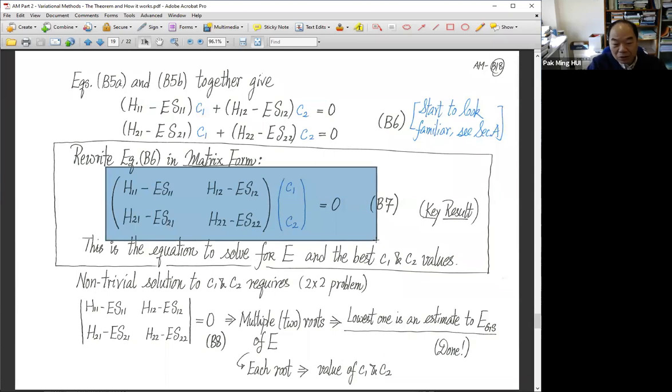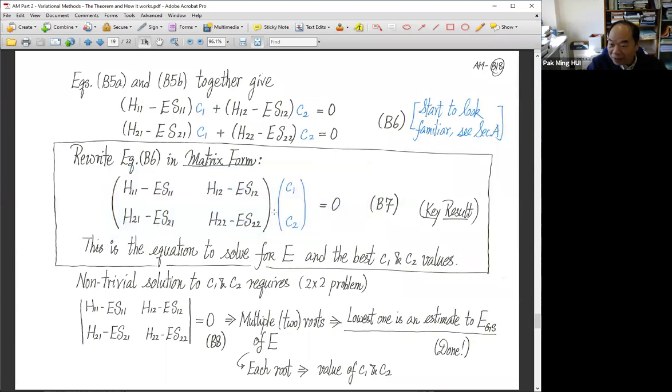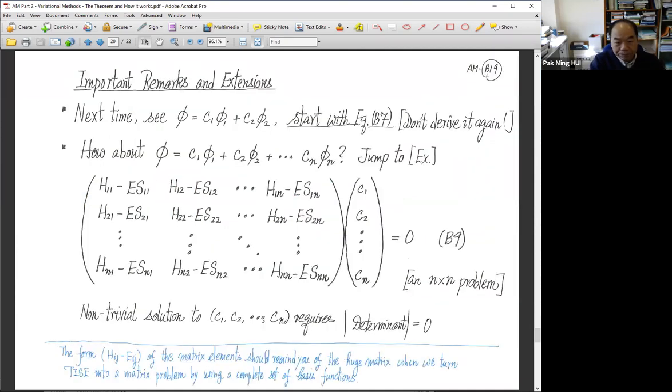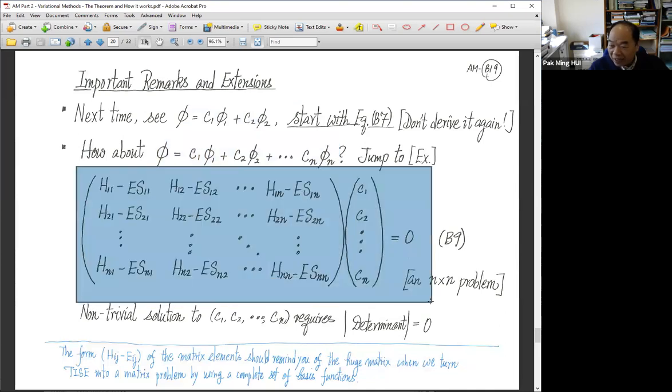Okay? So now we get a very important result. Why is it so? I just talked about this one. If you use 2 bases, you get 2 by 2. If you use n bases, you get an n by n. Nonetheless, you can solve it.